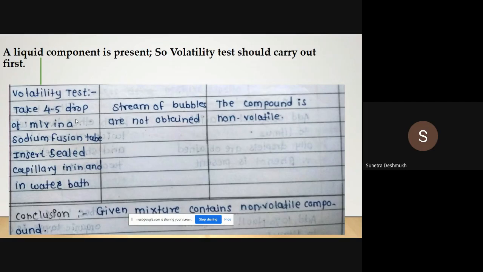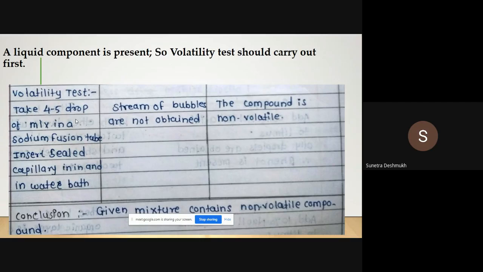So here you are going to take a water bath. On that water bath you have to hold your fusion tube which contains your mixture, for 1 or 1.5 minutes, and you have to see whether bubbles are coming through in that fusion tube or not. Okay, if bubbles are coming, then your mixture contains a volatile component. If bubbles are not coming, then your mixture contains a non-volatile component.